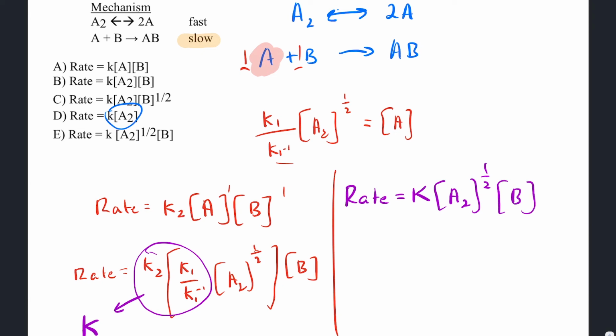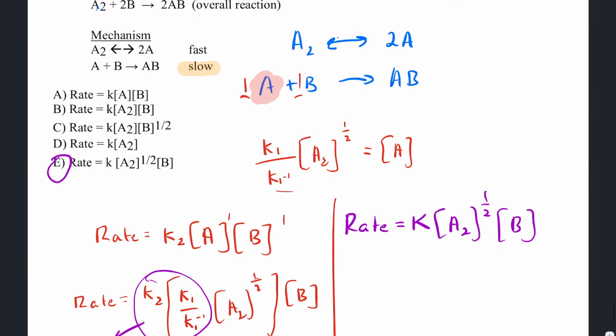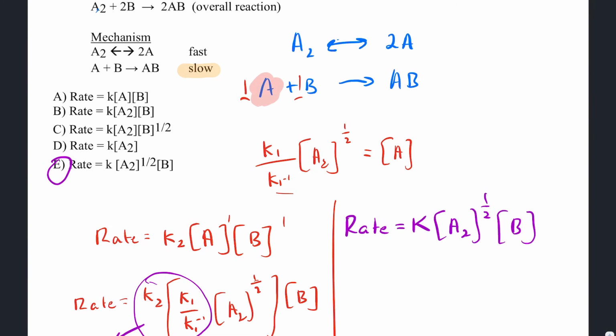Okay, now given that, my answer is going to be E in this equation: A sub 2 to the 1/2 and B. Remember, let's look at what we did. We looked at the mechanism and we saw that the slow step was the second step, which is perfectly fine. However, a reaction intermediate, A, was found in the slow step, and I cannot be okay with the reaction intermediate being in my rate law. So instead, we used the first equation, this bit up here, and we made a substitution.